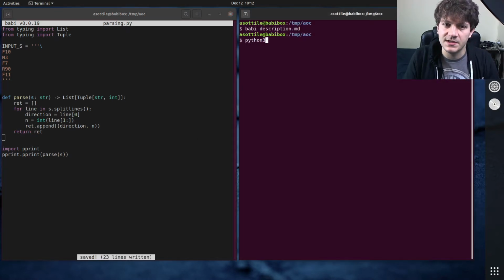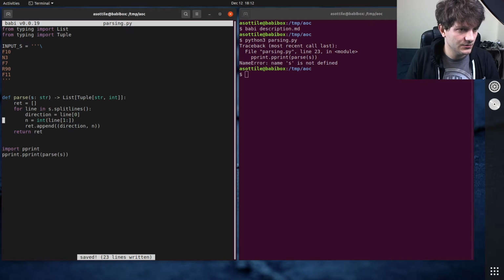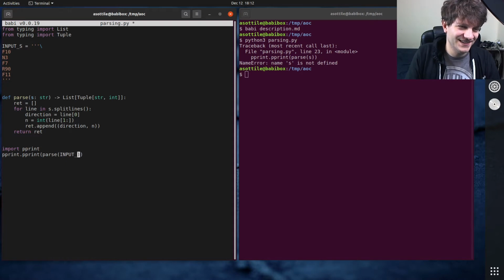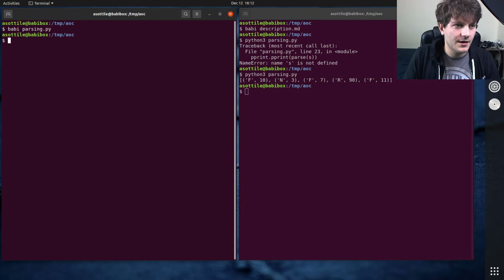The parsing is pretty easy today, fortunately. Parsing, this is not defined. What do you mean it's not defined? It's right here. Oh, down here. Input S. There we go. Okay, parsed. Cool. So let's open up part 1.